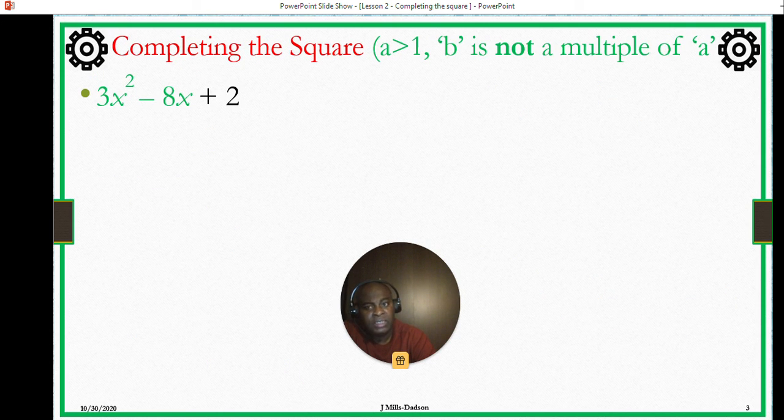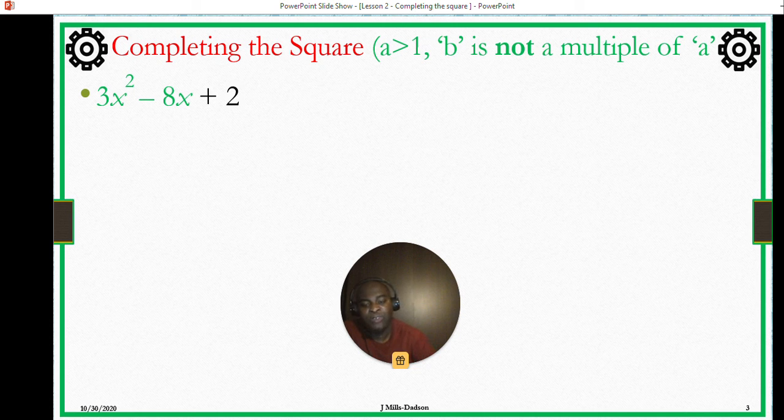You could see clearly that 8 is not a multiple of 3. But we still need to manipulate this expression, making sure x squared has a coefficient of 1. So we still need to factor out 3. And because 8 is not a multiple of 3, think of factorizing and expanding the bracket. They work the opposite way. When you factorize and then expand the bracket, it takes you back to the original expression.